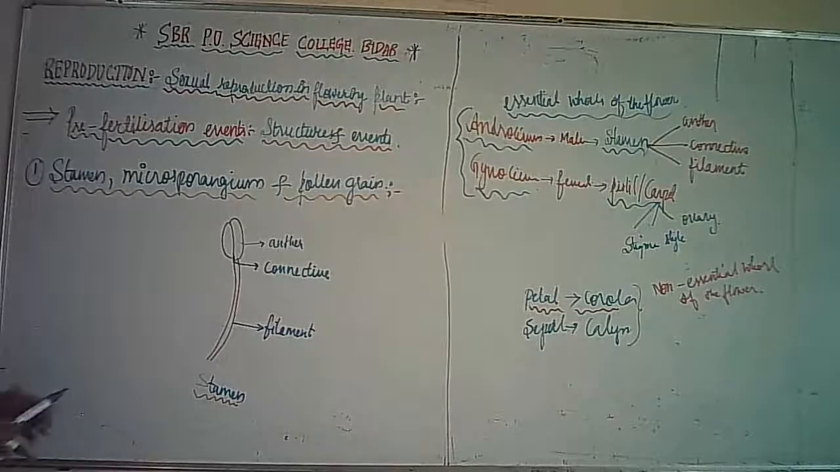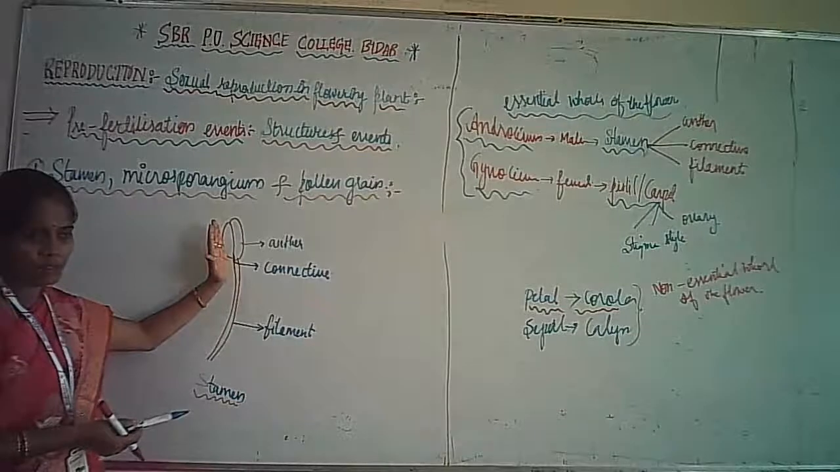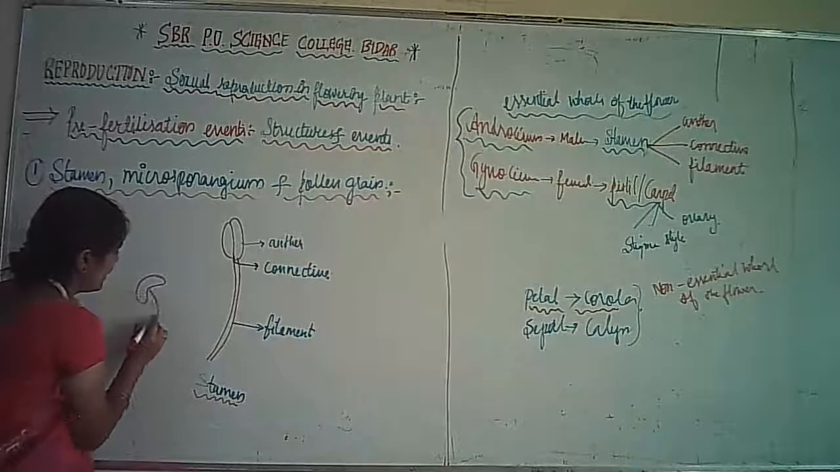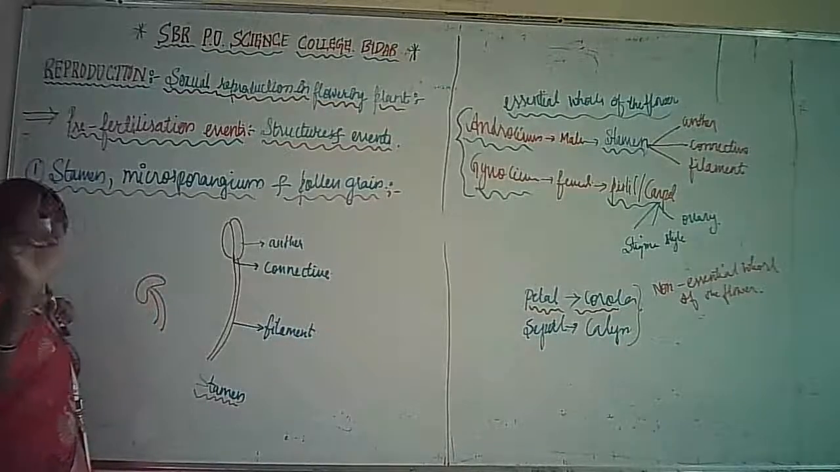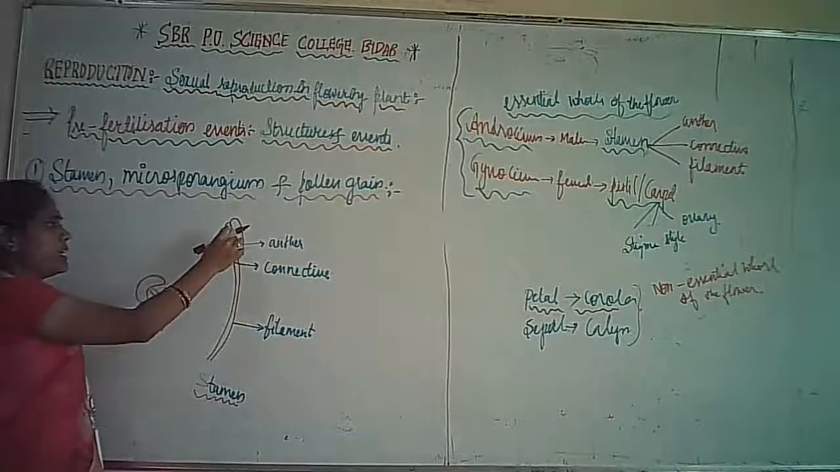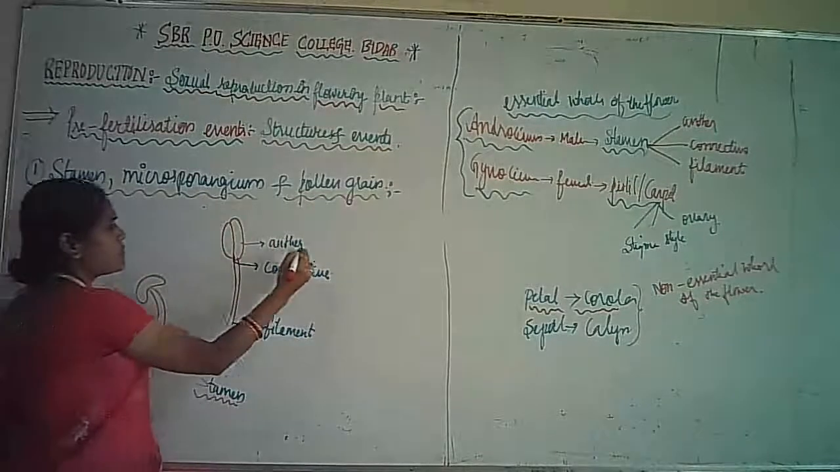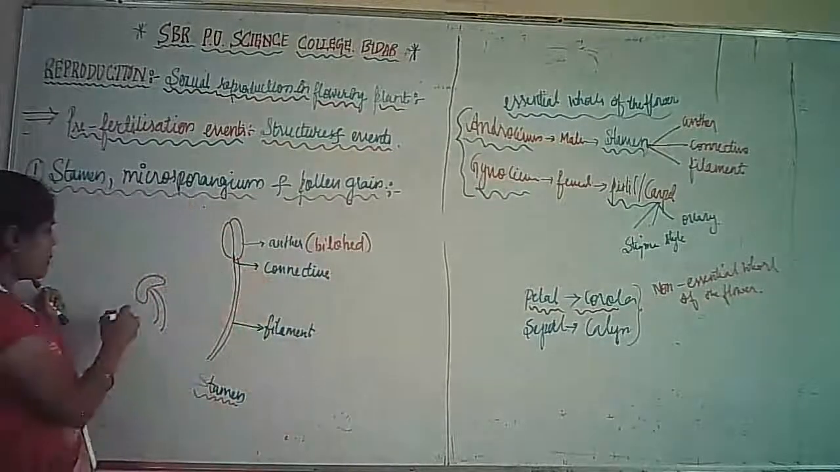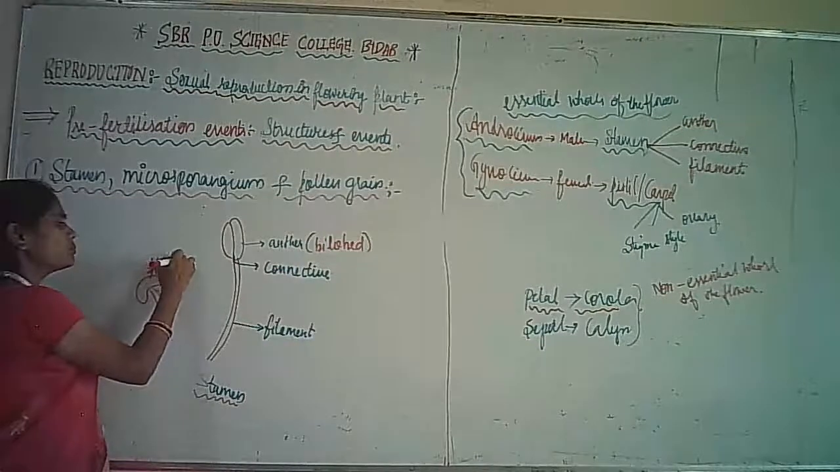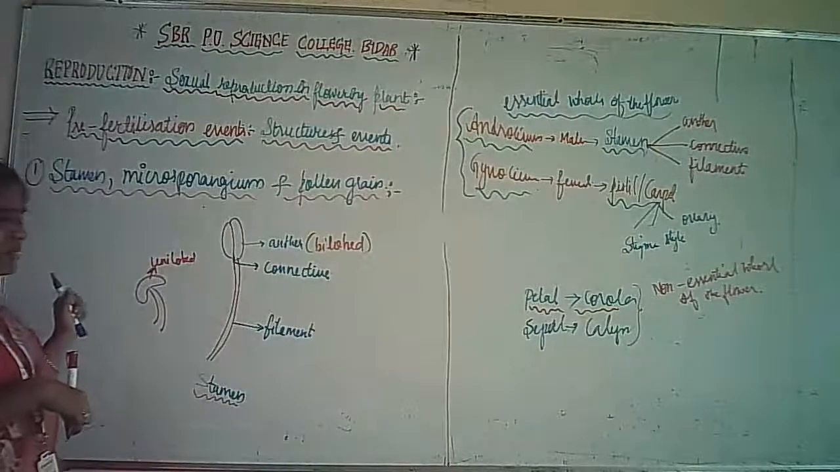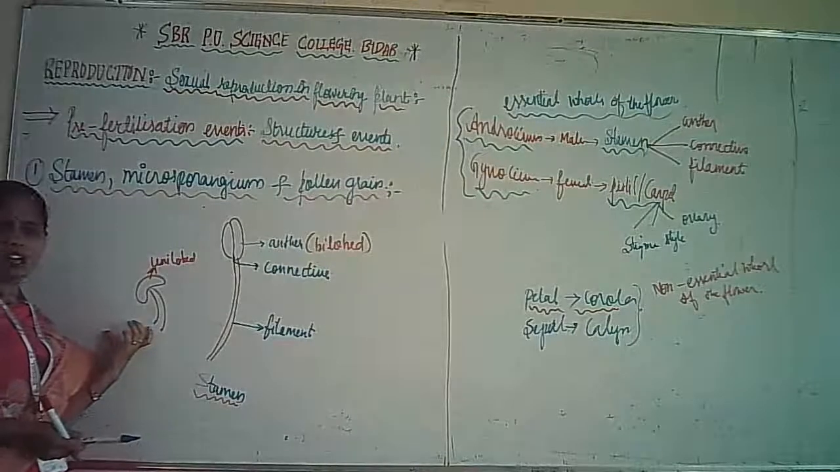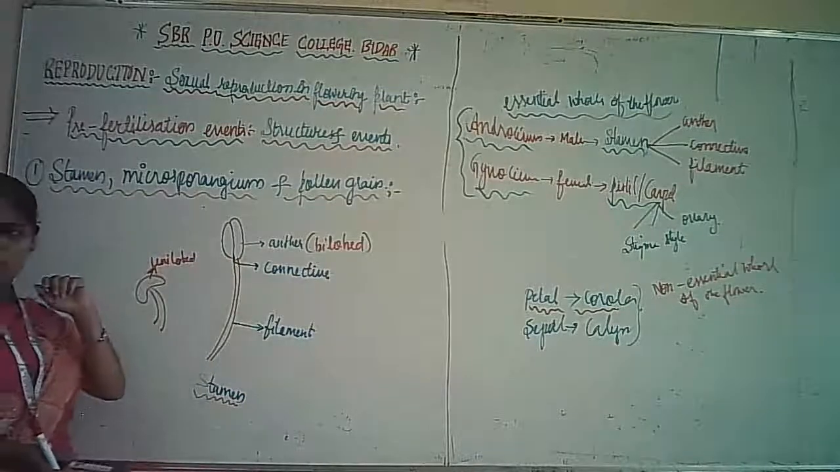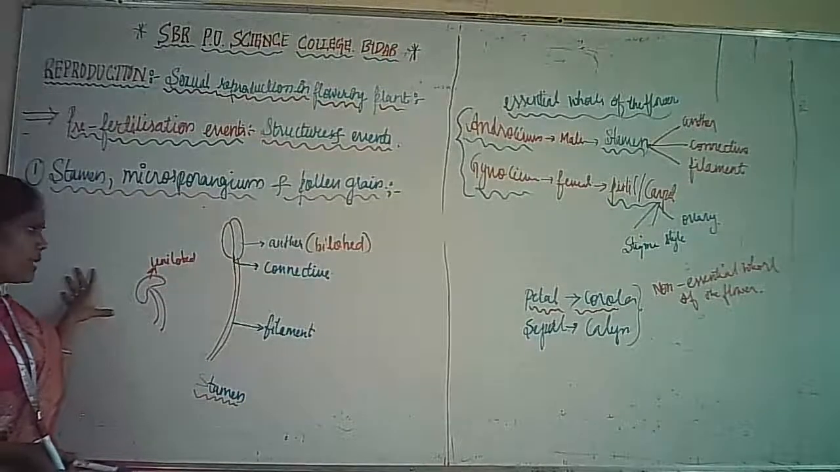So if you see this anther, first I'll clear one thing. Some of them show kidney-shaped anthers also, like this, in a single lobe. This is the single lobe. Here it is bilobe. What type of anther is it? Bilobe anther, two lobes are there. And this is a single lobe anther. In some classes you can observe anthers like this also. But most of the angiosperms show bilobe anthers, so usually we will draw the bilobe anther.